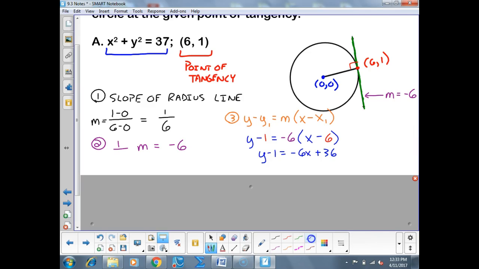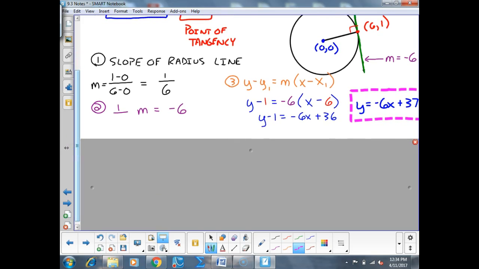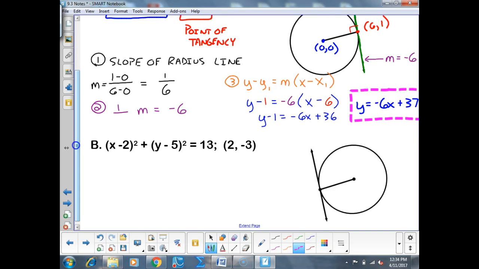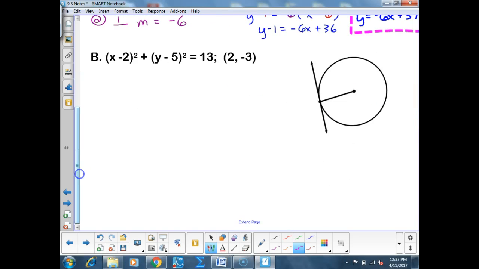Will it always be the same as what the R is for the circle, or is that just a coincidence? Coincidence. That'd be really cool if it was the same number. All that work. All right.